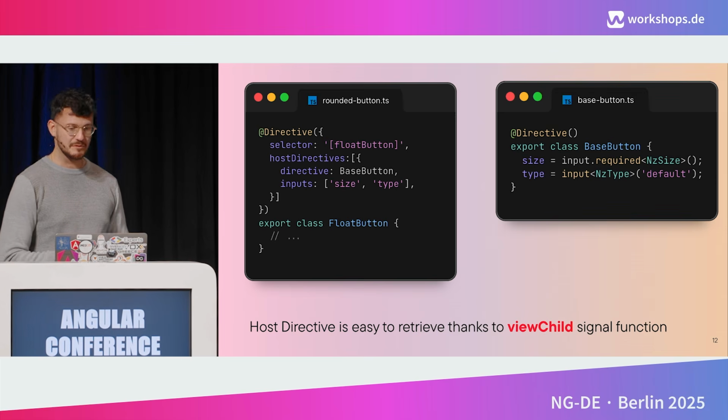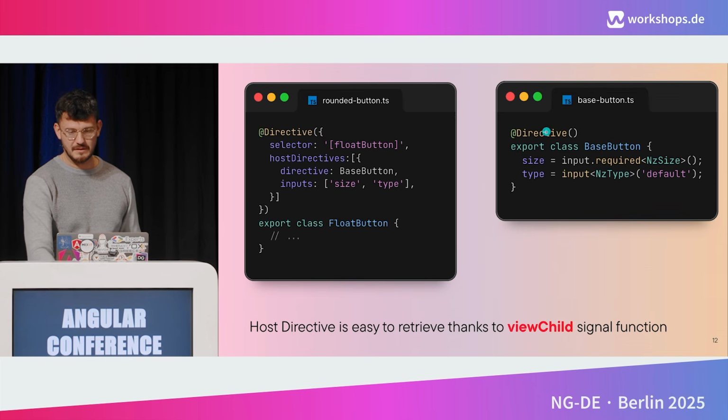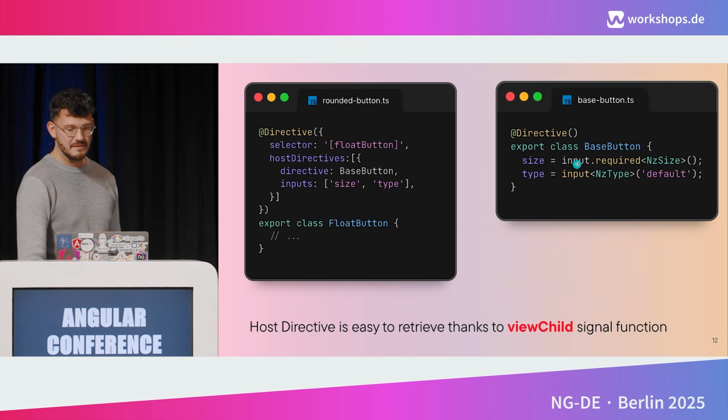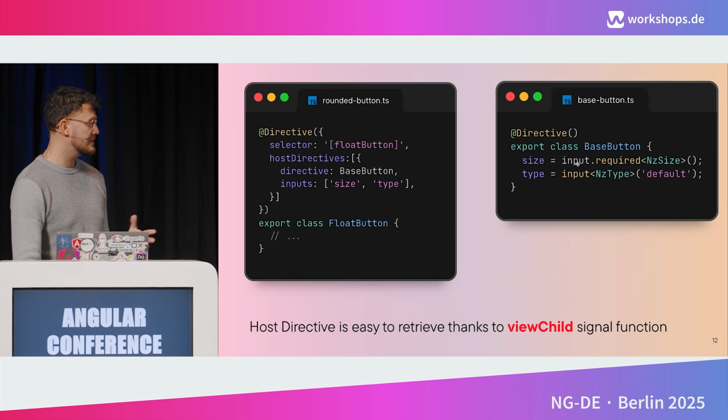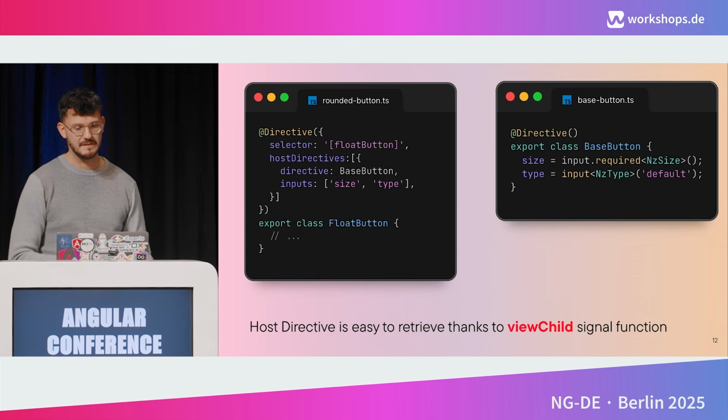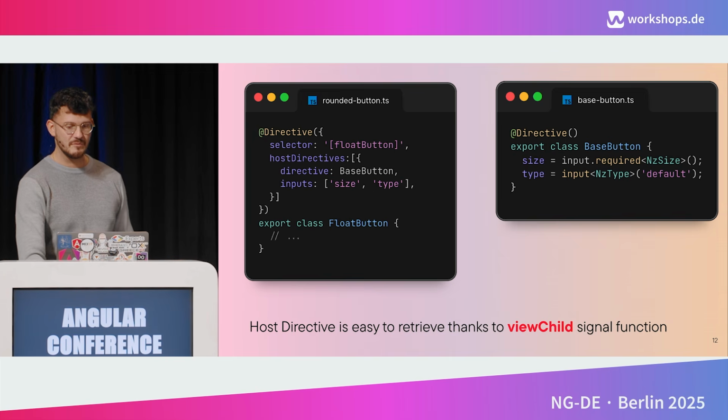So how does it work? I create here a base button directive, which takes two inputs. The first one is totally required, it's the size, and the second one is not required because we have a default value, right? And this directive needs to be standalone. It's one requirement and it's the only one, okay? And I create another directive, which is also standalone, right? And this float button directive will extend the base button simply by having a host directive.